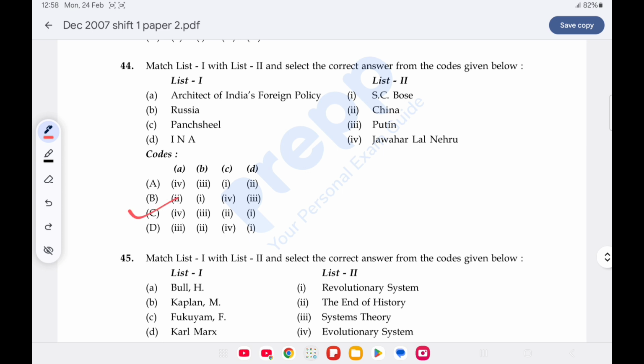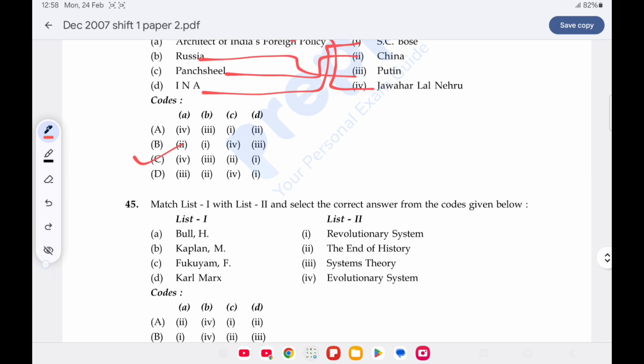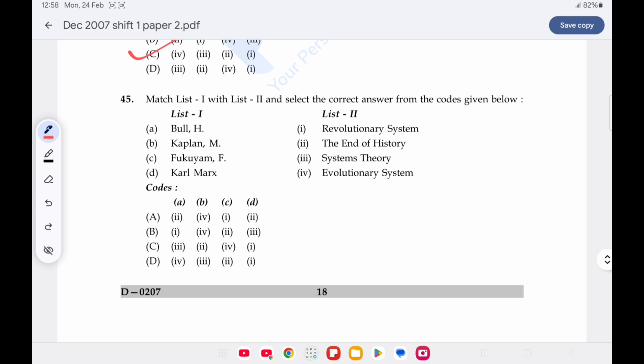Option C is correct. Architect of India's foreign policy, Jawaharlal Nehru. Russia, Putin. Panchsheel, China. INA, Subhash Chandra Bose. Now move on to next question. Question number 45. The correct option is option number D.